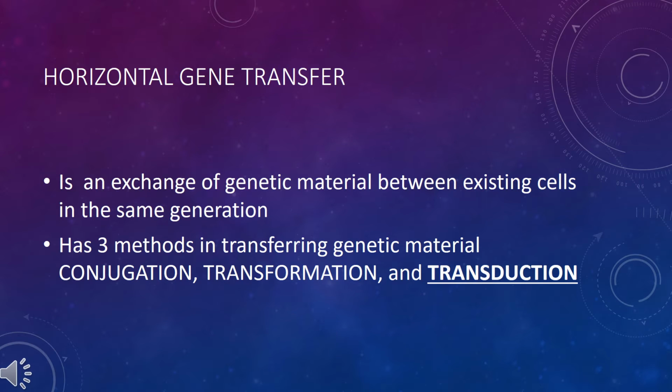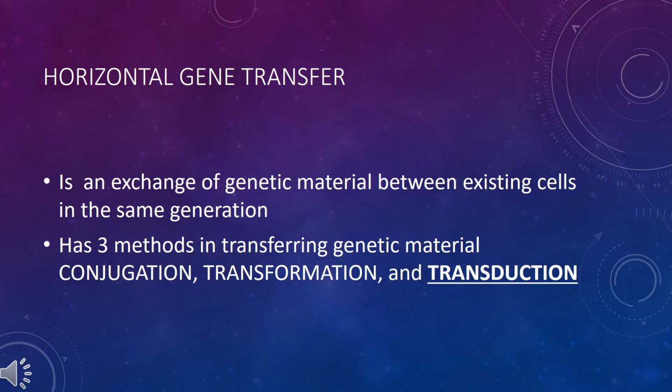Let's start by defining horizontal gene transfer. Horizontal gene transfer is an exchange of genetic material between existing cells in the same generation. And horizontal gene transfer, or HGT, has three methods in transferring genetic material, and these are conjugation, transformation, and transduction.